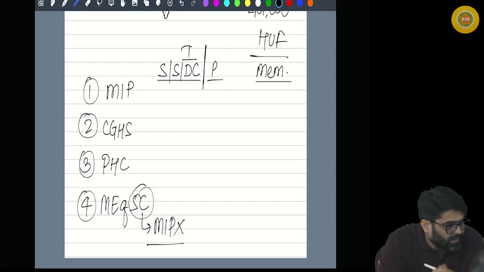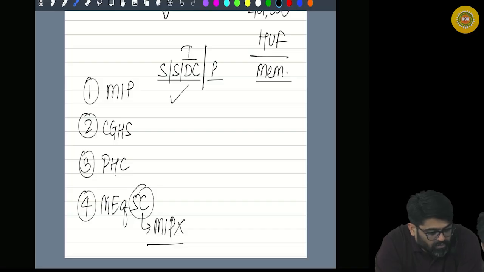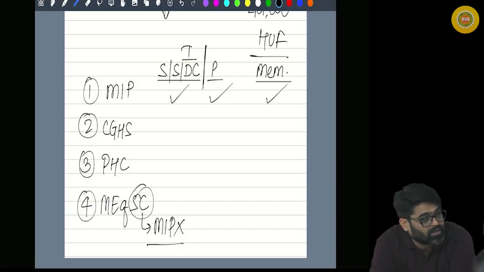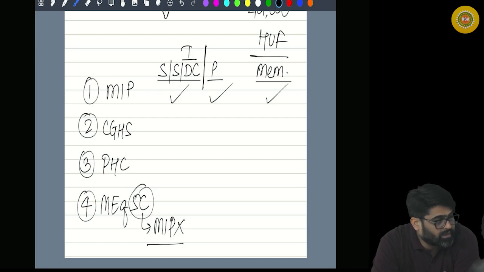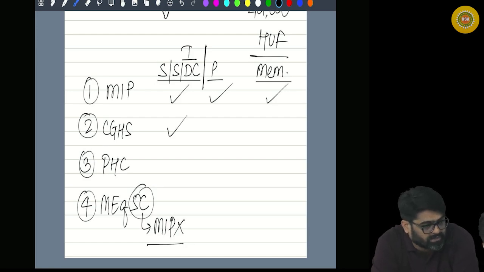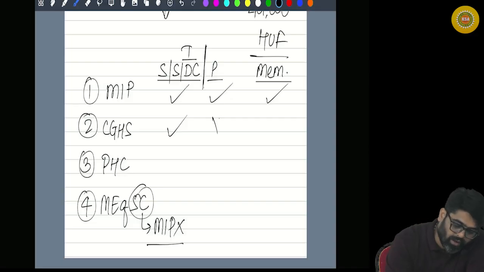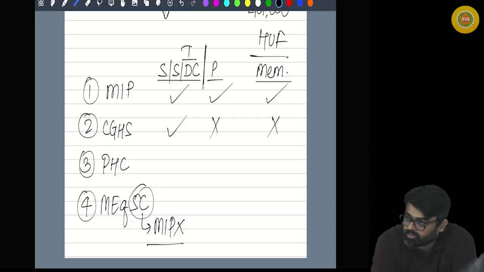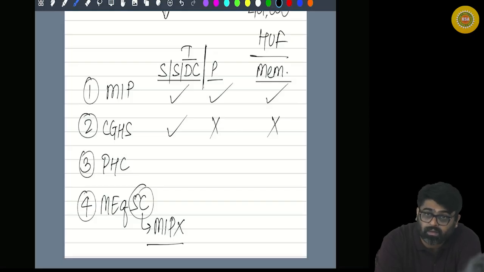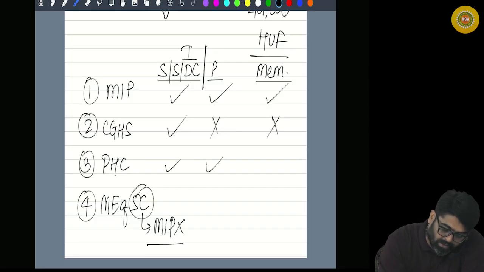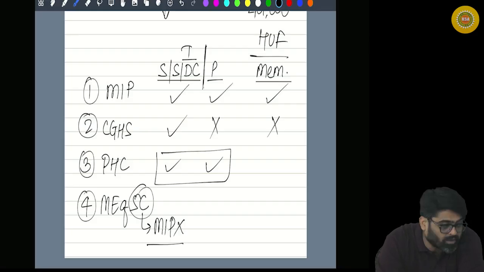Now see, if medical insurance premium is paid, then it will qualify. If payment for Central Government Health Scheme is made, it will qualify only if it is made for yourself, your spouse and your dependent children. It will not qualify if you pay it for parents or if HUF is making the payment for its member. Yes or no? If preventive health checkup payment is made, it can be made for yourself, your spouse and dependent children and for your parents.